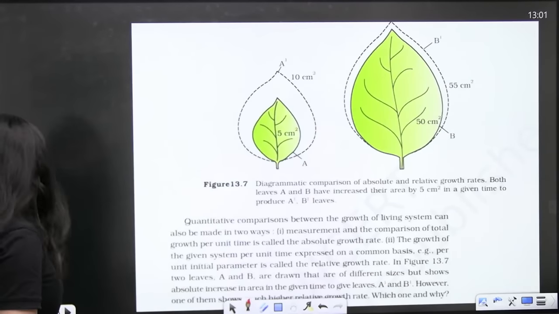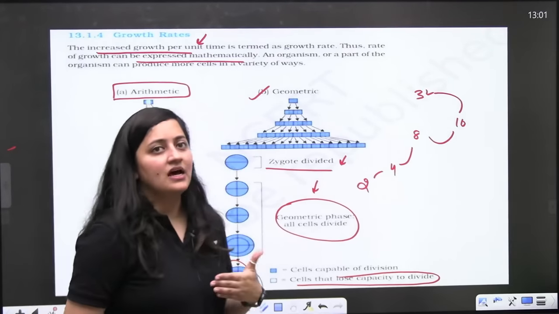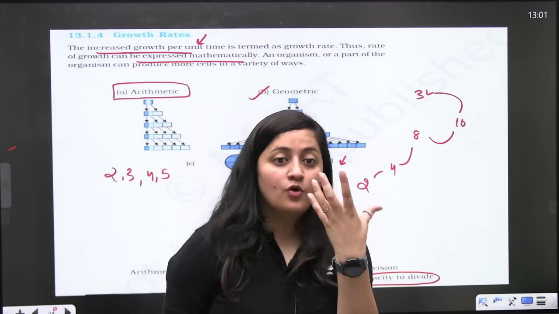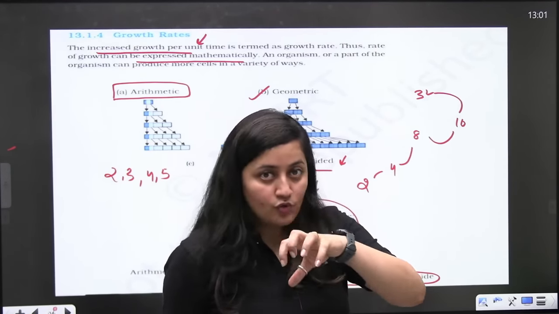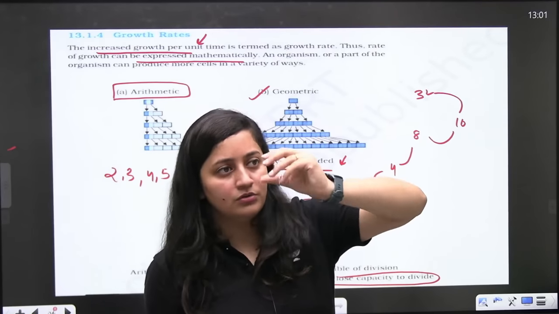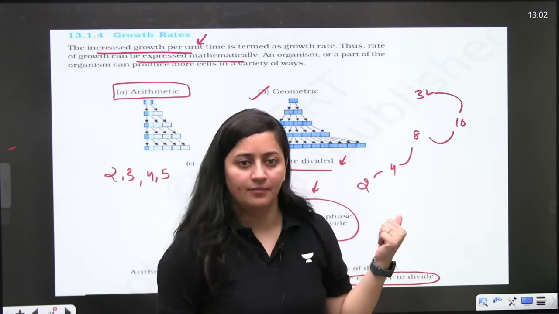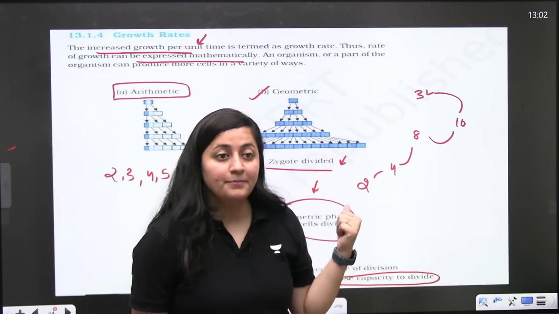This is important. So what type of question can come in the exam? They can ask you what type of growth is there in the root hairs, or in the zygote. When you talk about the root, then arithmetic growth is there. Slowly growth is occurring. So that type of questions will come. Is that clear?